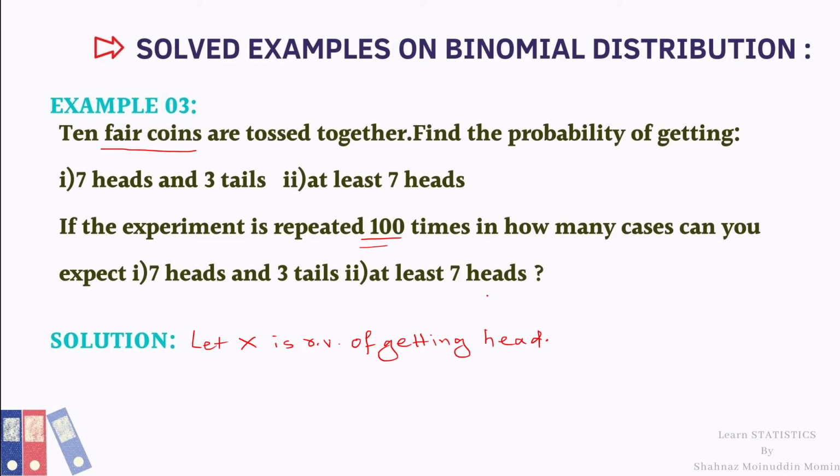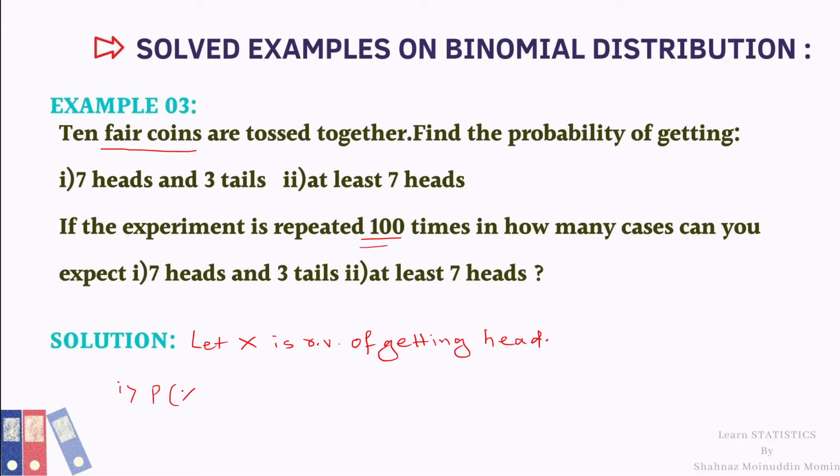Further, the probability of success, meaning the probability of getting head, is constant in each case. We know that the probability of getting head when we toss a coin is 1/2, which is constant in case of a fair coin. That's why in this example we use binomial distribution. So we shall calculate the first probability.